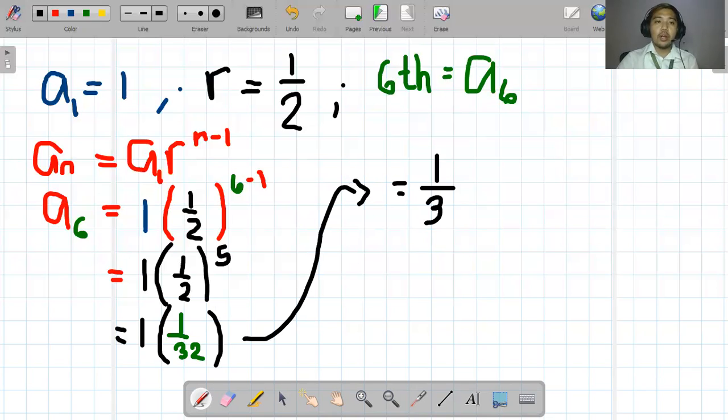So therefore, when we continue this sequence, where the first term is 1 and the common ratio is 1/2, you will get ang ikaunom is 1 over 32. So this is the nth term of a geometric sequence.